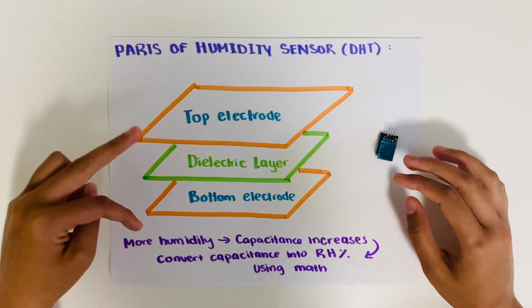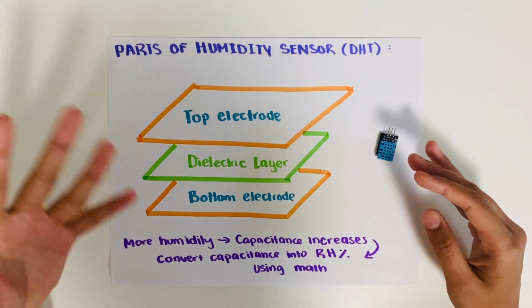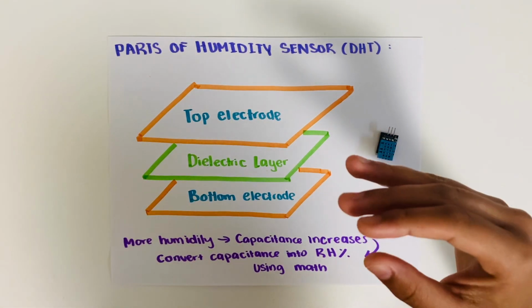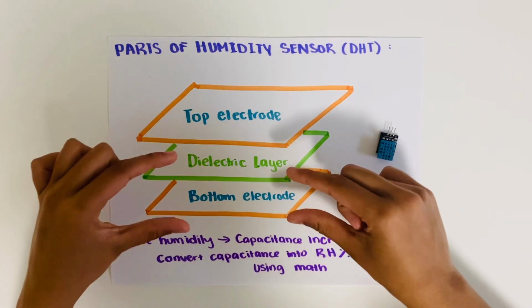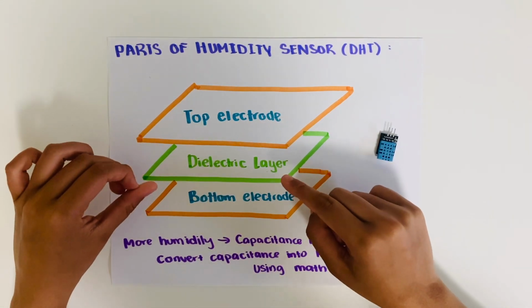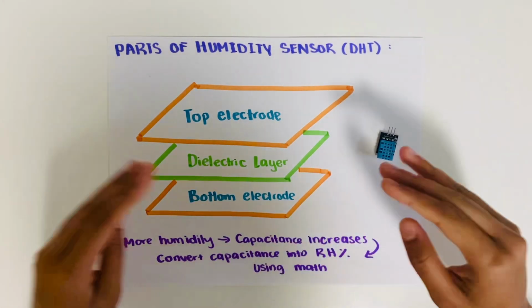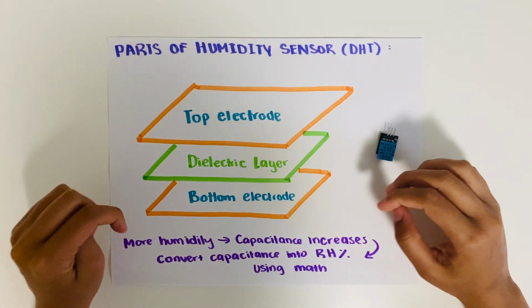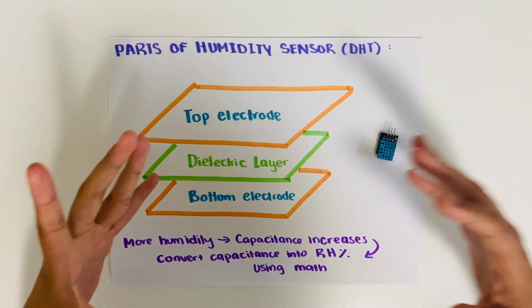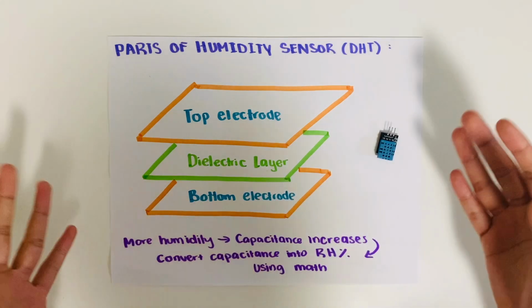So we have 2 electrodes here, the top and bottom. Just like in a capacitor, they are conductive and they carry charge between them. In between the 2 electrodes, there's the dielectric layer. Dielectric means it does not conduct electricity. And also, this layer is what absorbs water, so it's very absorbent. It absorbs the moisture in the air, the humidity.